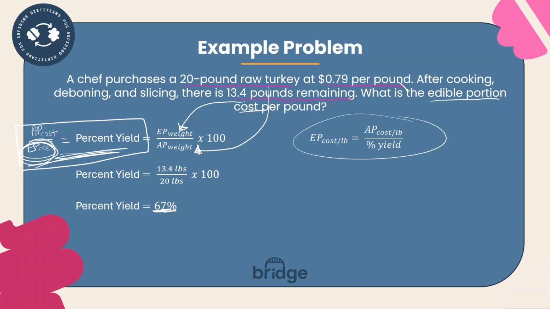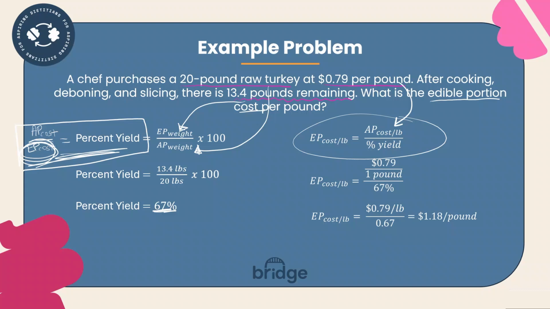And then once we understand this equation, we can just plug in because we know our percent yield is 67% and we know the as-purchased cost per pound. It was 79 cents per pound. So if you take the cost per pound of 79 cents and you divide it by your percent yield of 67%, you'll be able to find out how much the processed food now costs you. If it was 79 cents per pound, but you only got 67% out of that food, it's going to cost you more. It costs you $1.18 per pound. And that's the real cost per usable pound of turkey that the chef can actually serve.